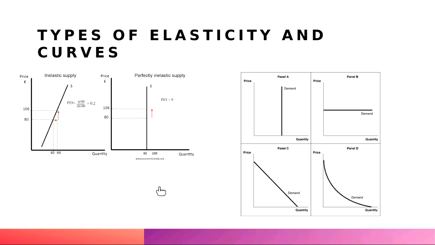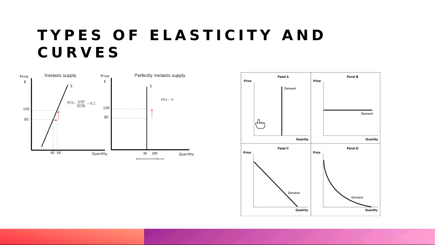Perfectly inelastic supply, this is a special case in which the elasticity comes out to exactly 0. So notice that we moved the price from 80 to 106, and the quantity stays the exact same. So if you did the math, you'd find that this equals 0. And that is a special case of perfectly inelastic. This means that supply is completely immune to any change in price.